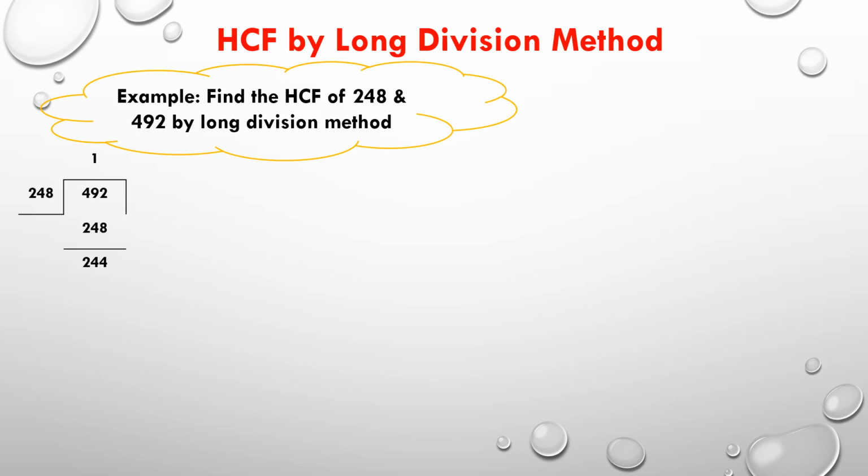I will take divisor. What is the divisor here? 248. So I am going to take 248 as new dividend and 244, which is remainder here, I am going to take it as new divisor. Okay. And then I am going to divide it further. As you can see, when I divide 248 by 244, 244 times 1 is 244 and I am left with 4. So remainder is 4. So again I will proceed this steps till the remainder is 0.